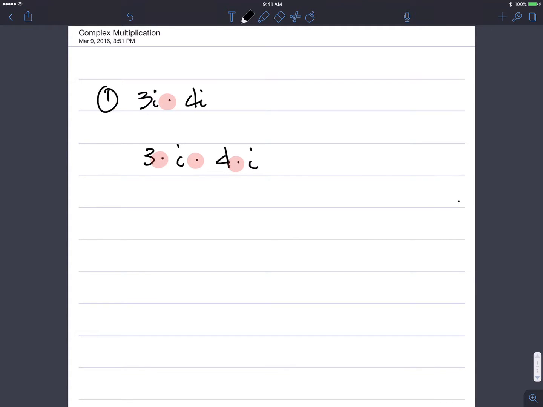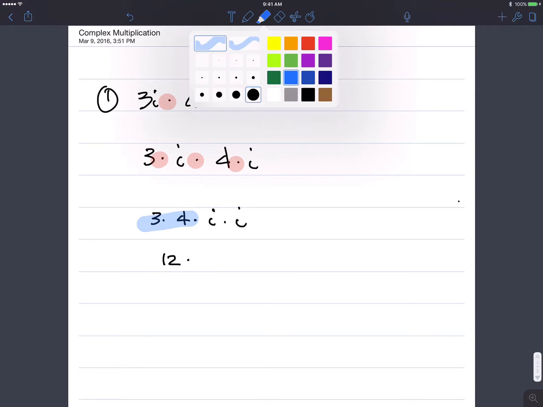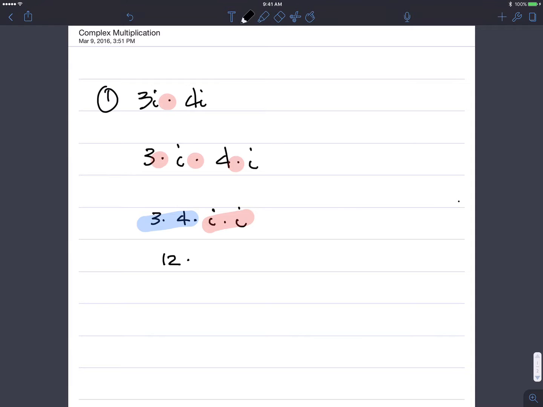And again, the order in which you multiply doesn't matter. You can write this as 3 times 4 times i times i. Now, what we know is we can multiply 3 times 4, and we'll get 12. We then multiply our i times i, and we end up with i squared. Now, what we do here is we're going to replace i squared here with the value of -1. So wherever I see an i squared, I replace it with -1.